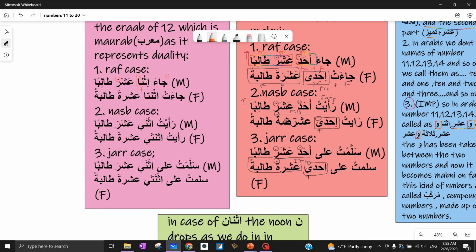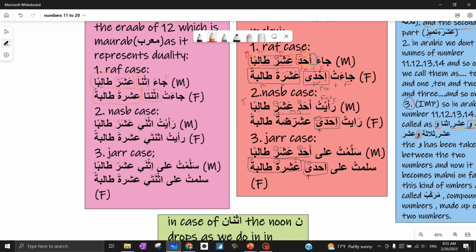In case of only number, the number is only changing. I mean to say the first part is always changing, not the second part. These two remain the same, mabni on fatha. So that's why it is very important to make the first part the number and the second part ashara and the tamiz. So what happens in the nasb case?